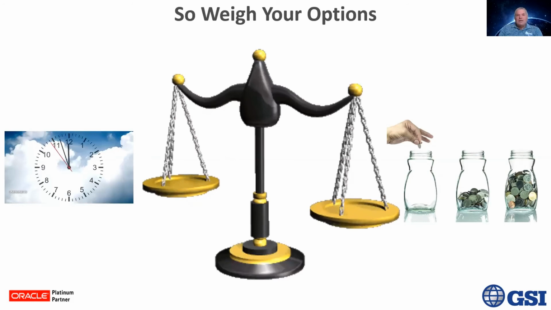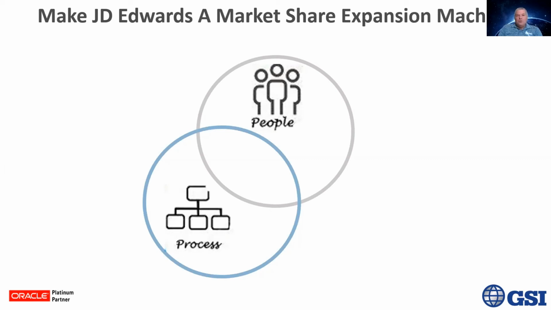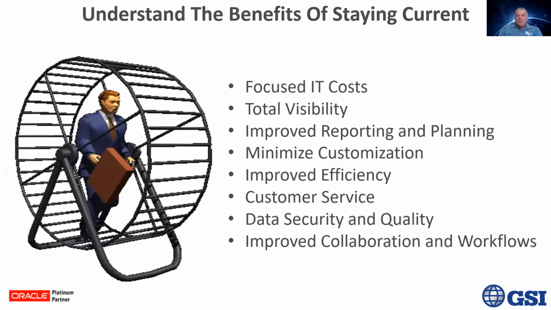You want JD Edwards to become a market share expansion machine. You want to be able to grow your people, to get them to the best they can be. You want to have your processes be as streamlined and efficient and as proactive as possible. And you want your technology to always be the most recent technology. That is going to give you your business value, continuous adoption. So stay current. The benefits are there.